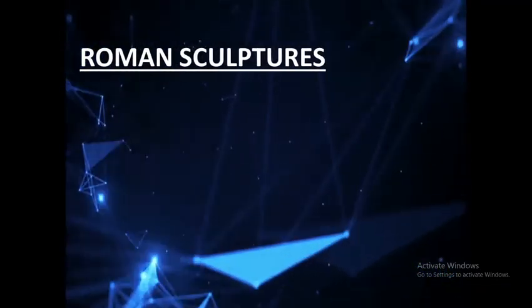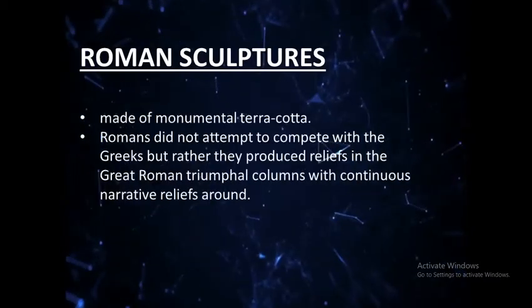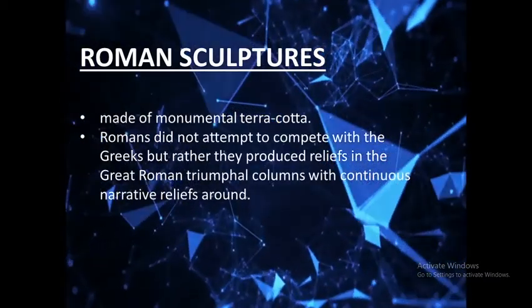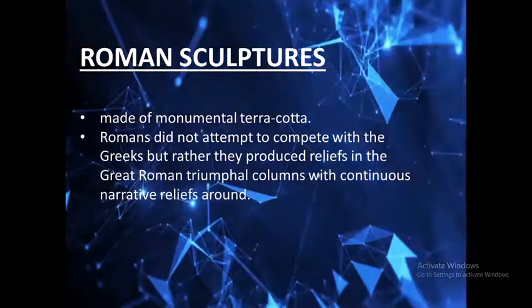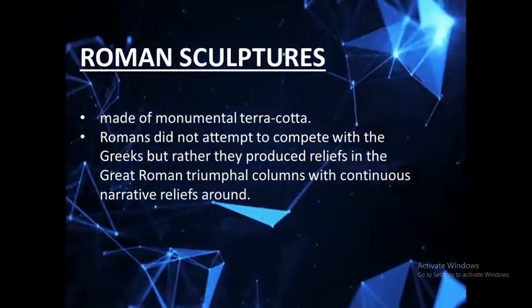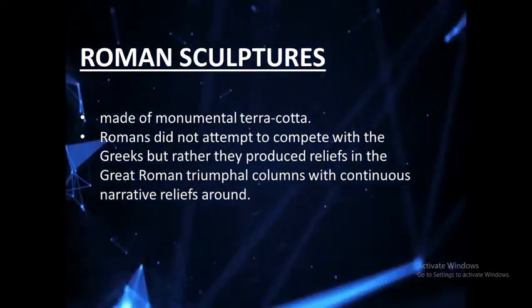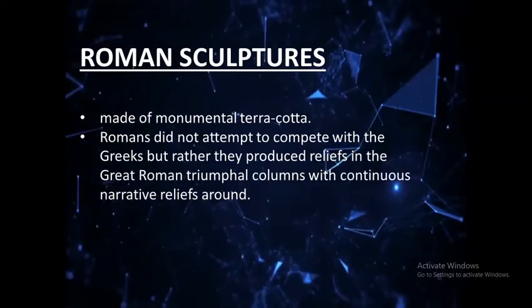Roman sculptures. Made of monumental terracotta, the Romans did not attempt to compete with the Greeks but rather they produced reliefs in the great Roman triumphal columns with the continuous narrative reliefs around.